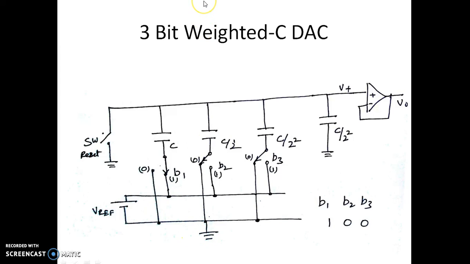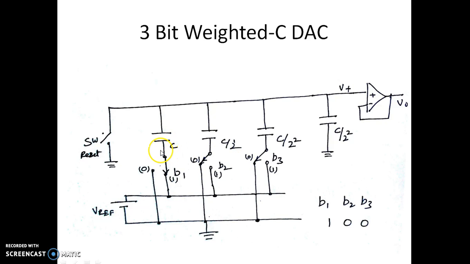Let us take up a 3-bit weighted C DAC. Since it is only 3-bit, we now have a switch for resetting the capacitances. We have one capacitor at the LSB part, which is always connected to ground. Here you can see the value of this capacitance is always equal to the LSB value. The MSB is always C. This is C by 2. Now this is C by 2 square. This is only 3 bits. Since we have only 3 bits, it is C divided by 2 power n minus 1, and since it is 3 bit, n minus 1 is 2.